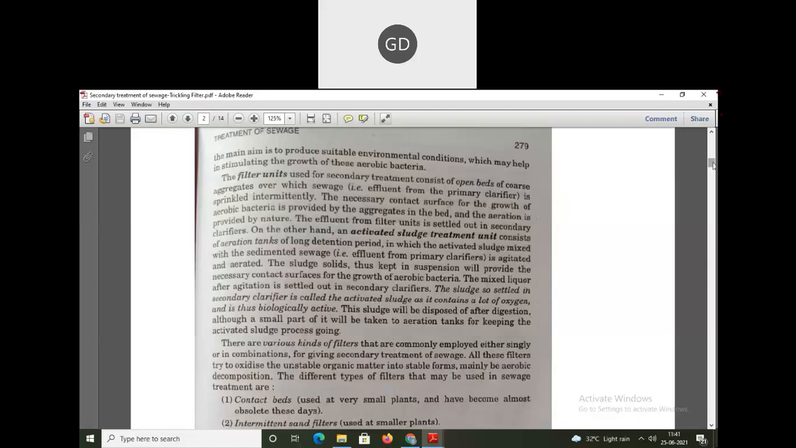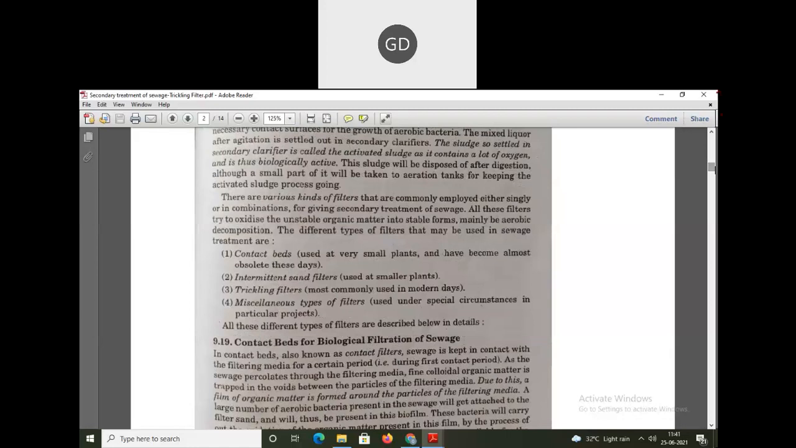Okay, so now we have different types of filters. In sewage treatment, what filters are there? That is, contact beds, intermittent sand filters, and trickling filters. Then again, we have miscellaneous types of filters. And for water treatment, what filters do we have? We have slow sand filters, rapid sand filters, isn't it?